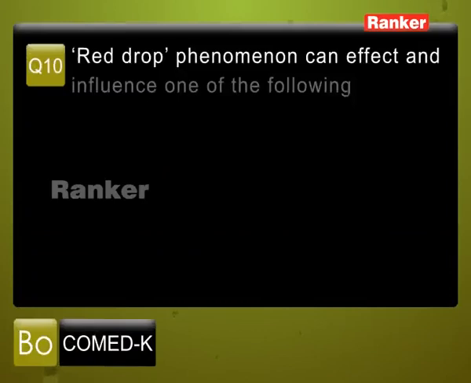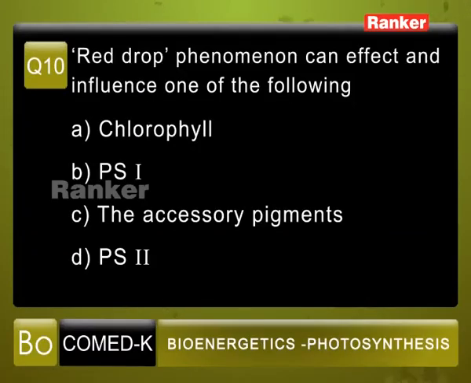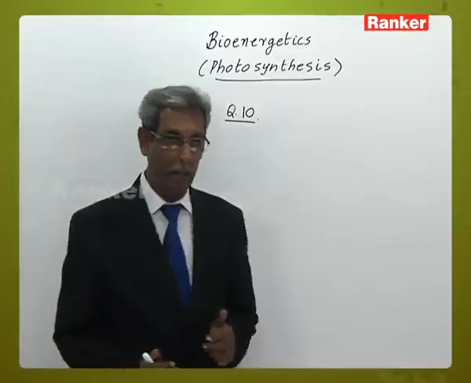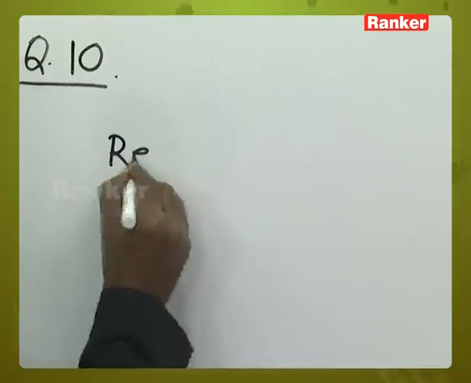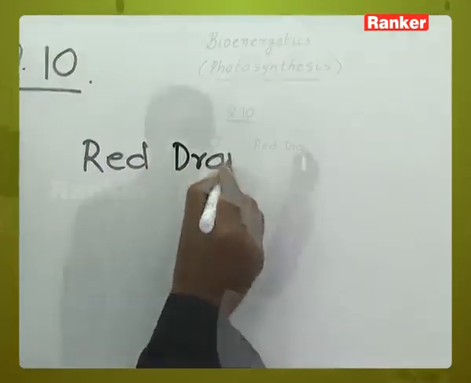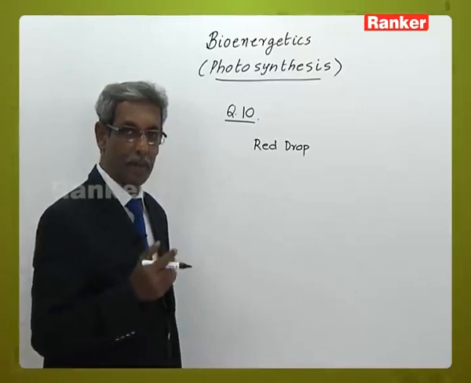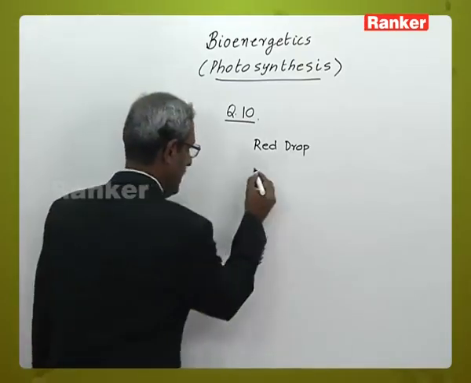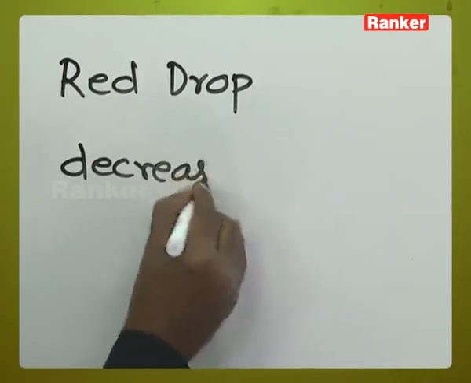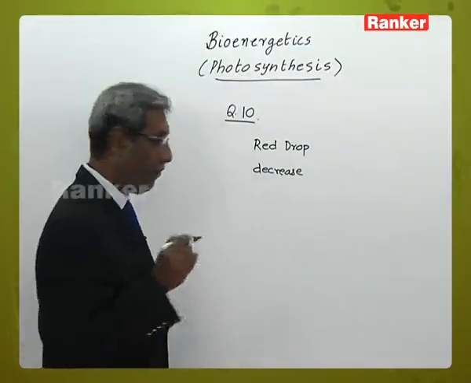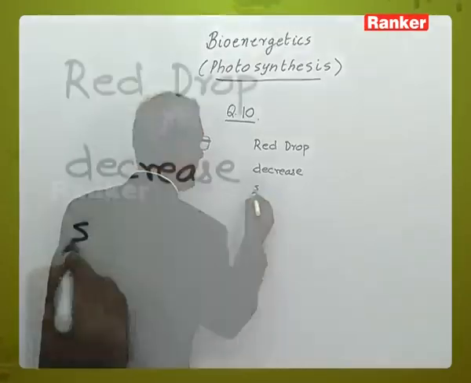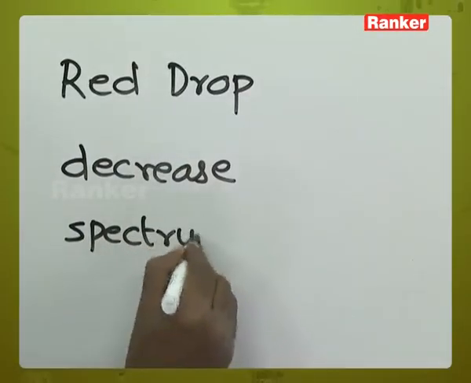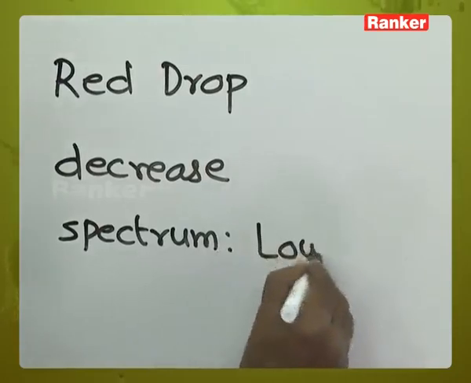Question number 10. Red drop phenomenon can affect and influence one of the following: A. Chlorophyll, B. PS1, C. The accessory pigments, D. PS2. When you take red drop, red drop means the decrease in the photosynthetic efficiency whenever the spectrum is on the lower end.